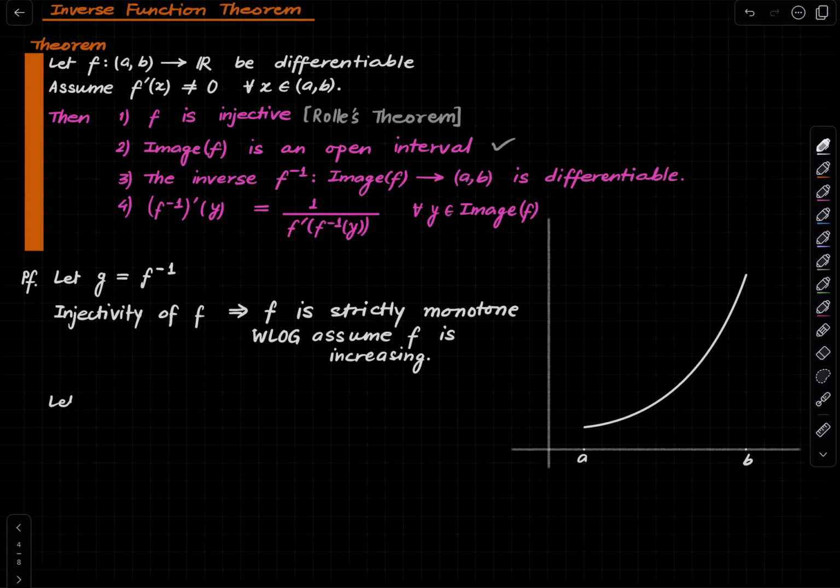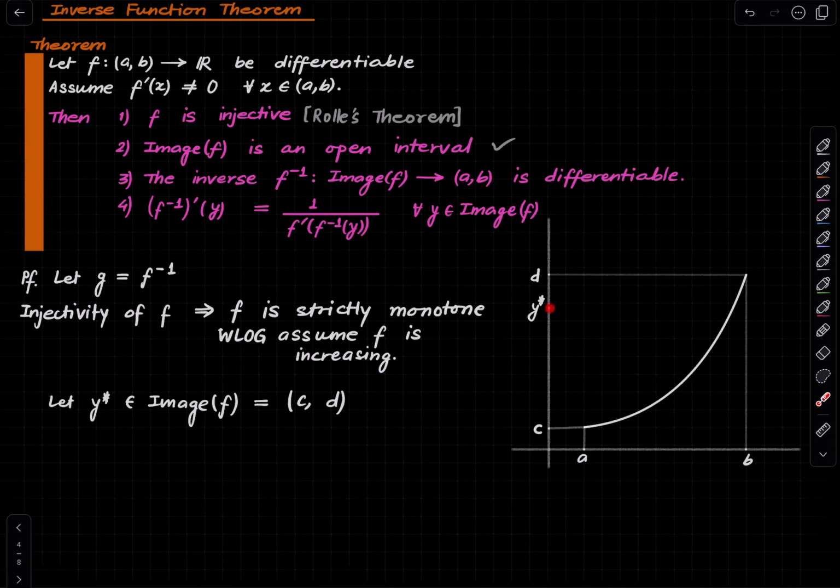So pick a point y star in the image. And let's say the image is this open interval. So let me mark that out also. That point is C, and that point is D. And we have chosen some point y star in the open interval (C, D), meaning in this region. And we'll just show that g is differentiable at the point y star.